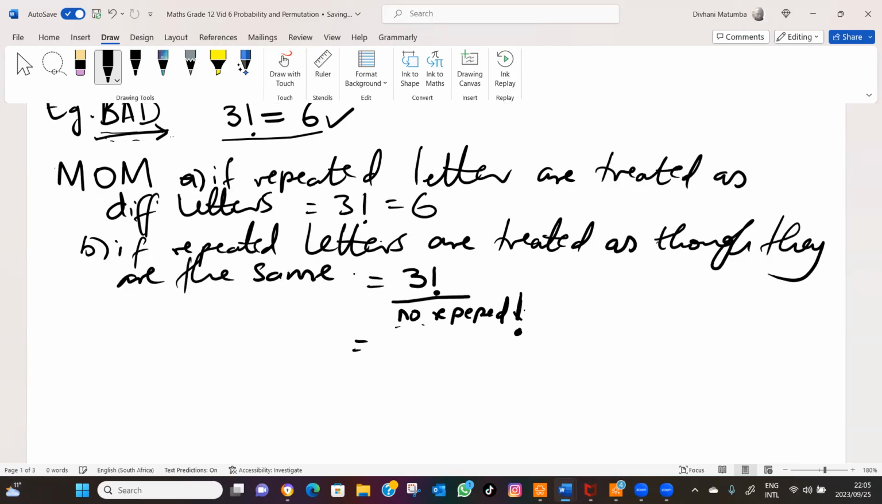Say for instance, the repeated letter is M, which is repeated twice. So we're going to have 3 factorial divided by 2 factorial for M, which is repeated twice. Do we have any other letter that is repeating? No. Now this will be 6 over 2, which is 3. So we will have 3 combinations.